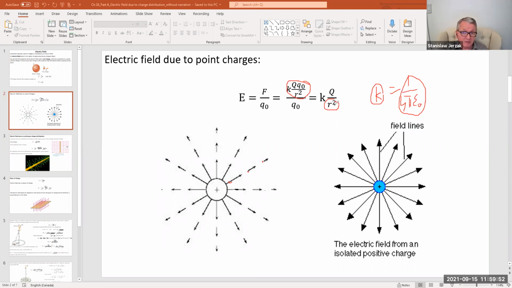And that's a significant result, of course, right? That's a very significant thing, that this electric force depends on 1 over R squared. So that's the result of this. So now, any additional questions?